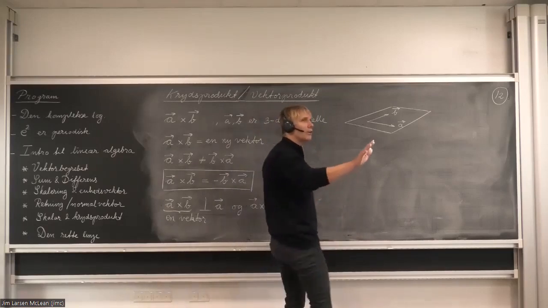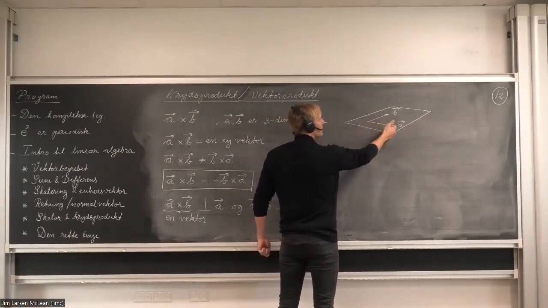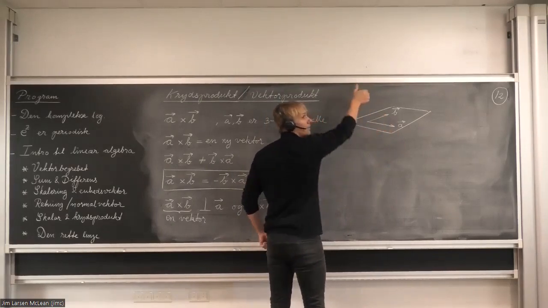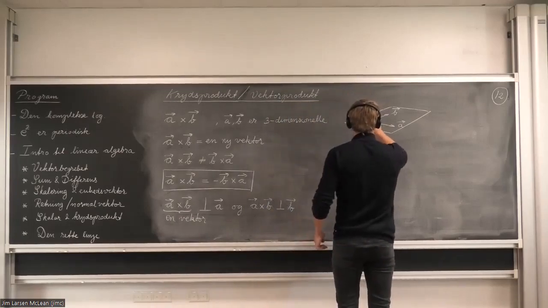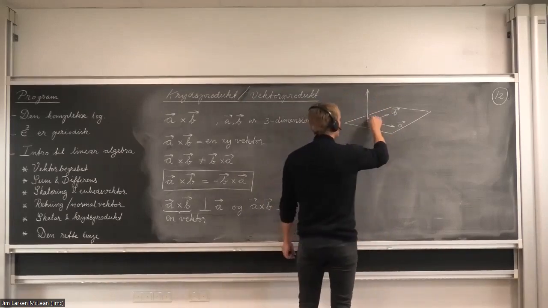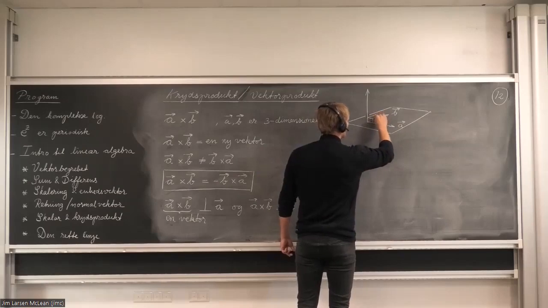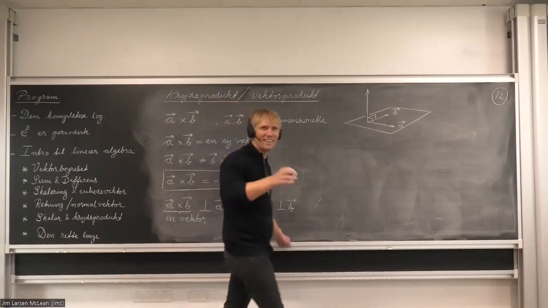Take your right hand and extend the 4 fingers that aren't the thumb. Then sweep them from the first vector towards the second one. Your thumb will then point in the direction of the cross product. That means I should draw a vector going up like this. And that's the cross product. And there should be a 90-degree angle here if you measure with a protractor. And there should be a 90-degree angle here too. And this picture, you need to see it in 3D like this.